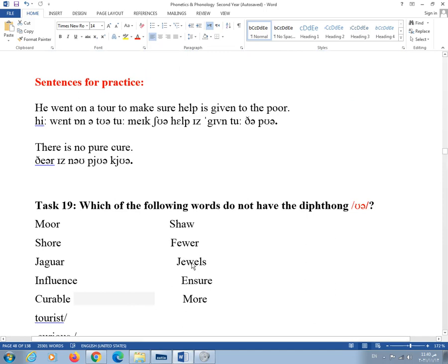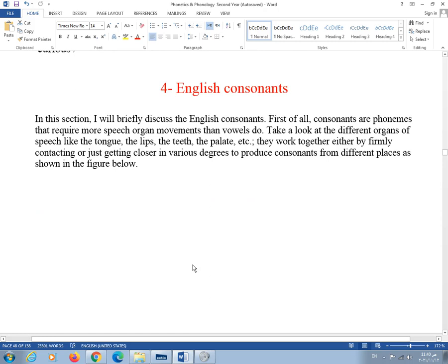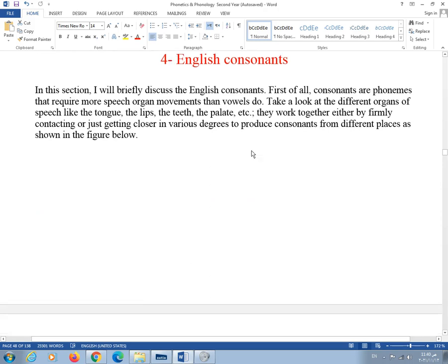Let's move on to English consonants. As you see, consonants are phonemes that require more speech organ movement than vowels do. Take a look at the different organs of speech: the tongue, the lips, the teeth, the palate, etc. They work together either by firmly contacting or just getting closer in various degrees to produce consonants from different places, as shown in the figure below.